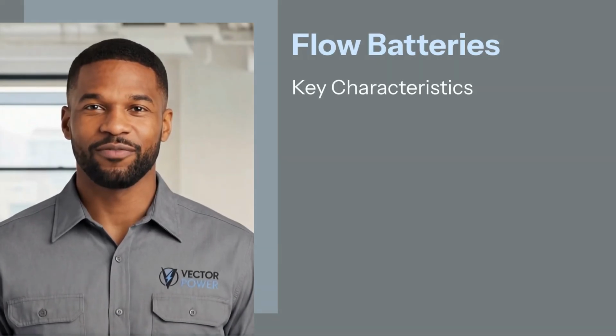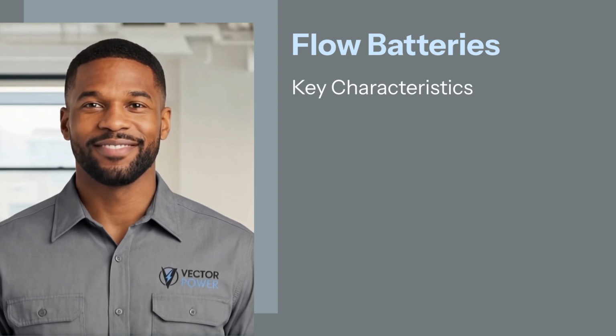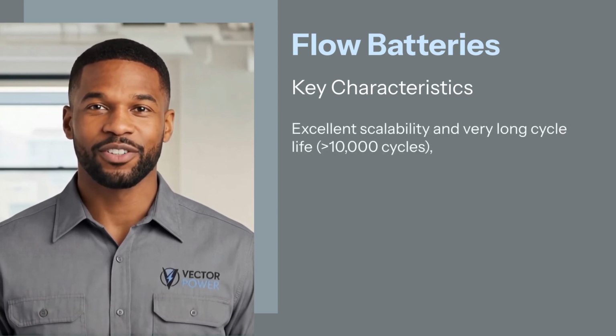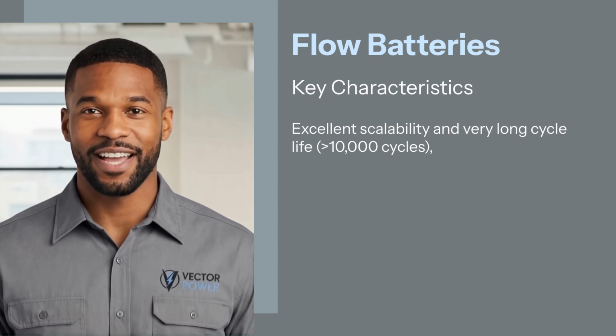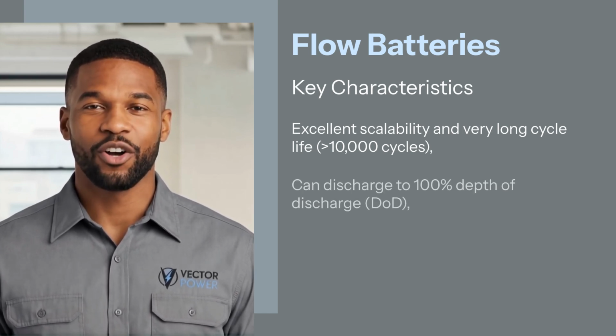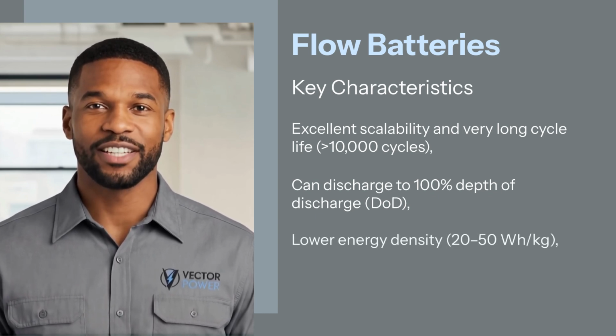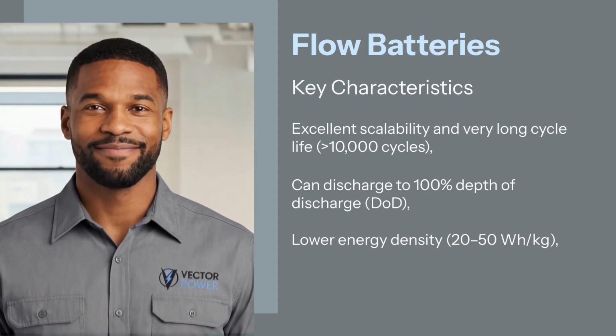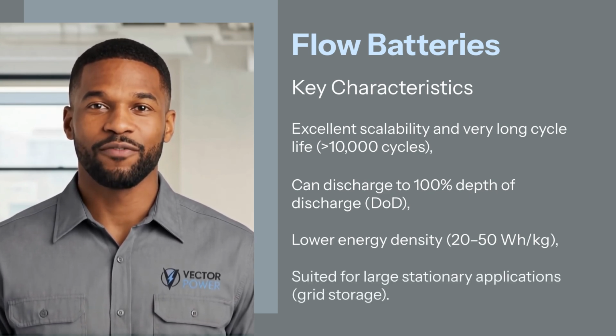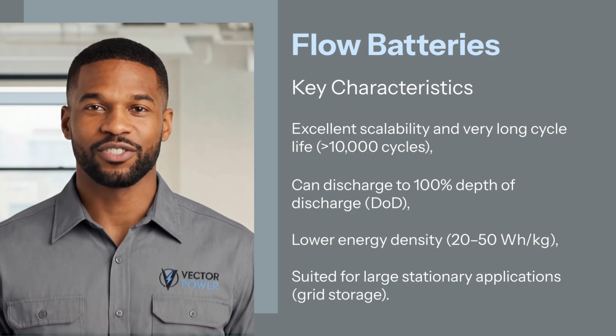Key characteristics of flow batteries include excellent scalability and very long cycle life, greater than 10,000 cycles. They can discharge to 100% depth of discharge. They have lower energy density, 20 to 50 watt-hour per kilogram. Flow batteries are suited for large stationary applications, such as grid storage.